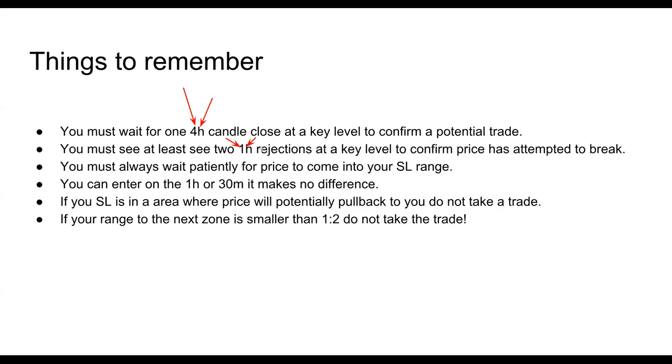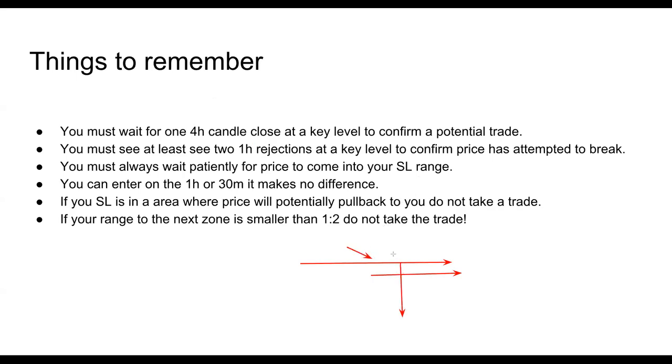Mm-hmm. Yeah. You must always patiently wait for price to come into your stop loss range. So you will never enter the market when price comes to your 4-hour level, because what do we know price is allowed to do on the 30-minute and 1-hour time frame? If price pushes through your 4-hour level, we call this a potential what? Fake out. Fake out. So we are now only entering when the market starts to push down in momentum and trigger us into the market. Does this make sense? Yeah.